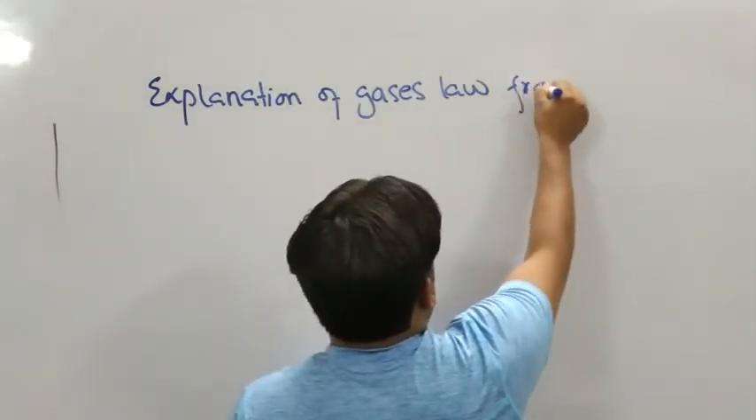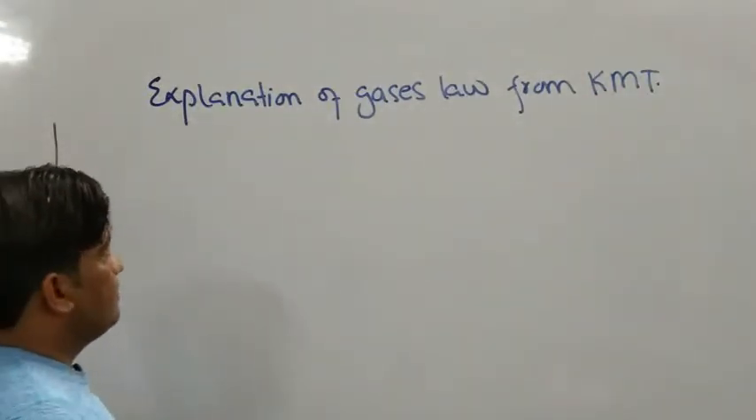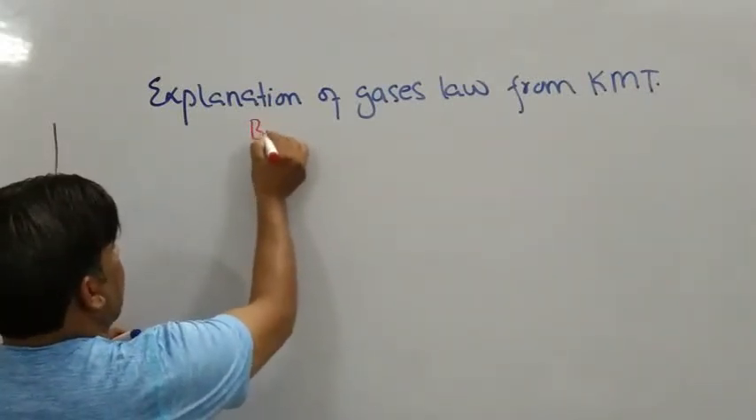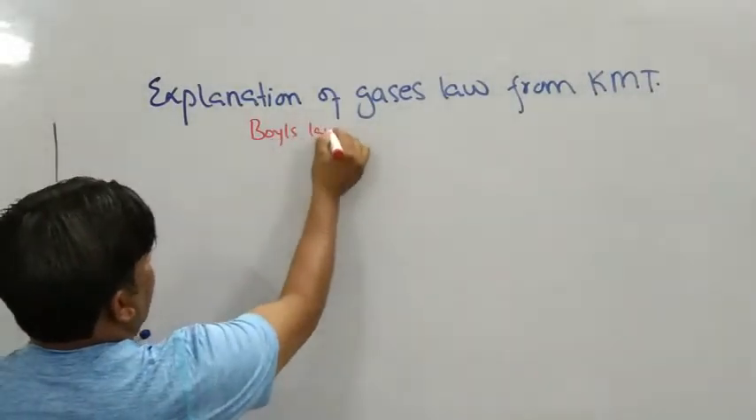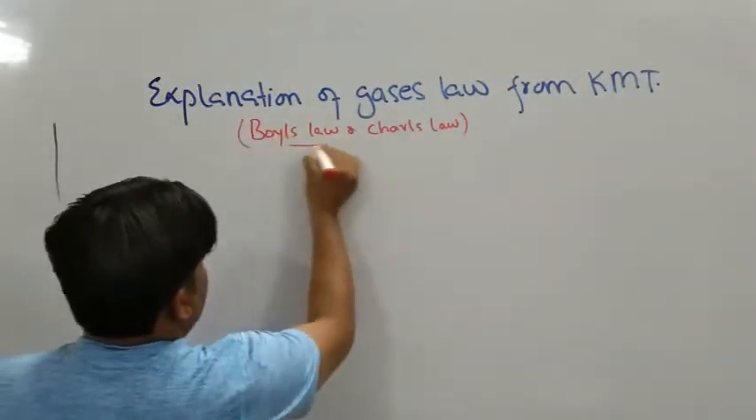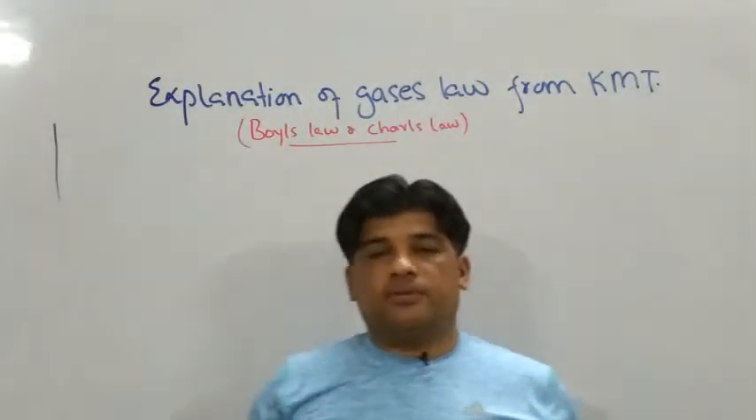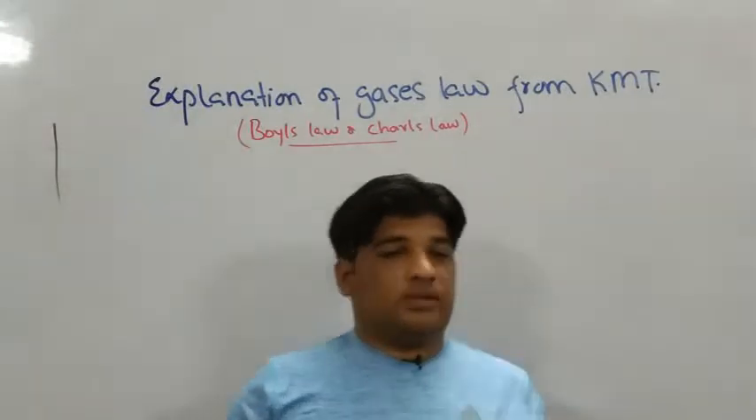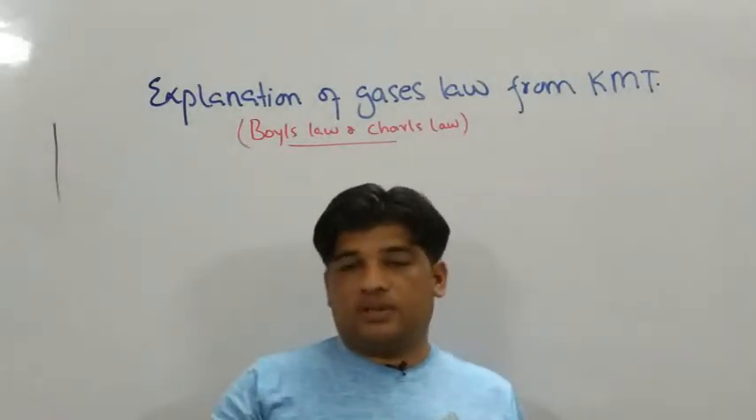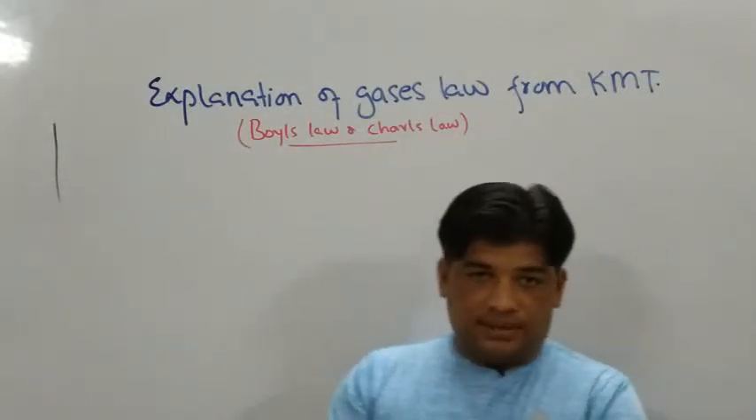From kinetic molecular theory of gases. Today we will discuss only two gases law, that is Boyle's law and Charles law. There are four gases law: Boyle's, Charles, Avogadro and Graham law of diffusion and effusion, which we will explain on the basis of kinetic molecular theory of gases. Kinetic molecular theory of gases means the kinetic equation, but today we will only discuss Boyle and Charles law from the kinetic equation.